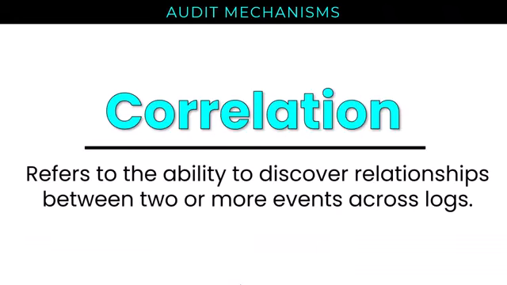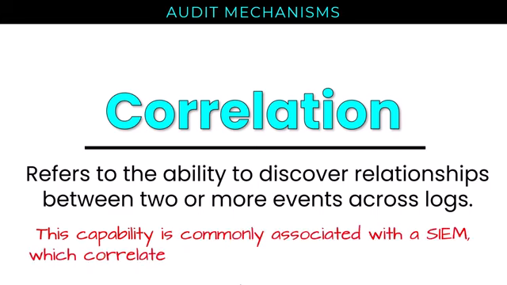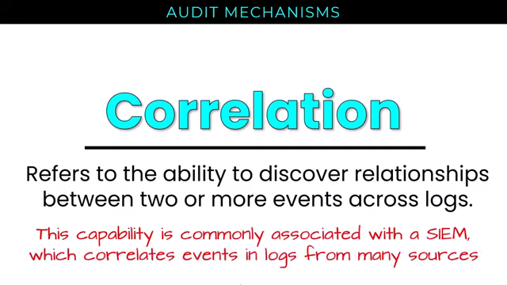So correlation that I just mentioned refers to the ability to discover relationships between two or more events across logs. This capability is commonly associated with a SIEM, a Security Information Event Management System, which correlates events and logs from many sources. This is very important in investigation and incident management, security incidents, because we can correlate activities across a broad variety of sources to provide a more comprehensive picture of the actor's activities in our environment. We touched on some of the core tenets of a SIEM in Domain 2, and we'll talk about SIEMs in greater depth later in this series.